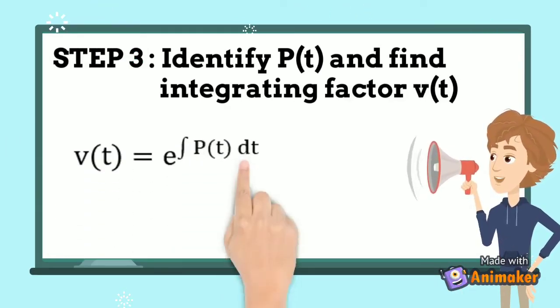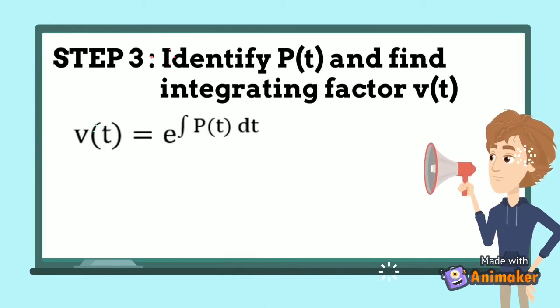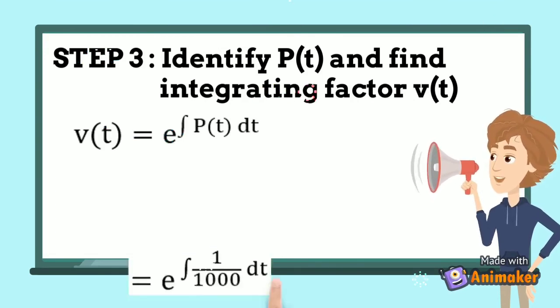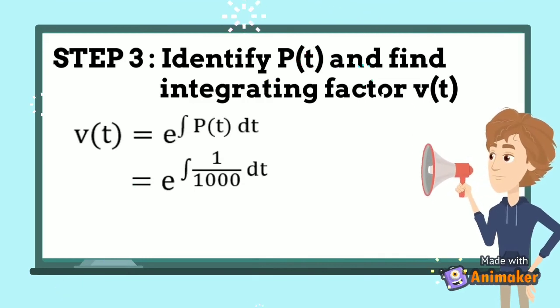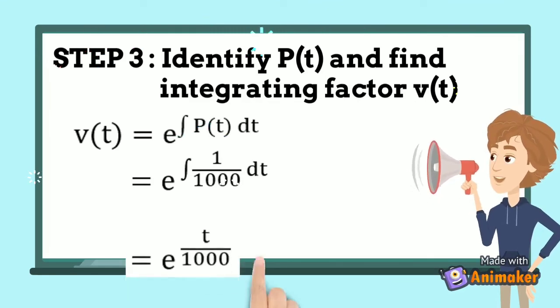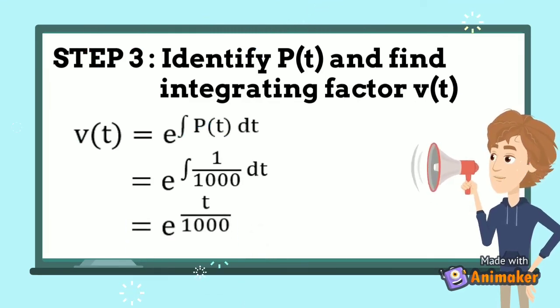Step 3. Identify P(t) and find the integrating factor V(t). We have this formula: integrating factor V(t) equals e to the power of the integral of P(t) with respect to time. Since P(t) is 1 over 1000, we can write it as e to the power of the integral of 1 over 1000 dt. After integrating, it should be e to the power of t over 1000.